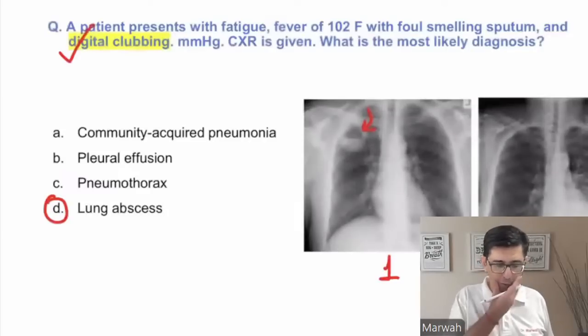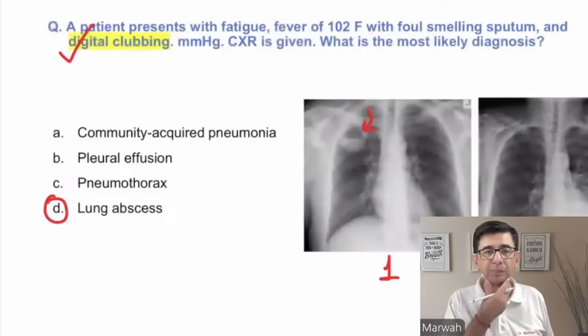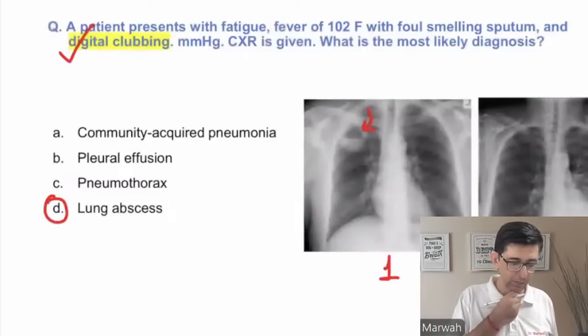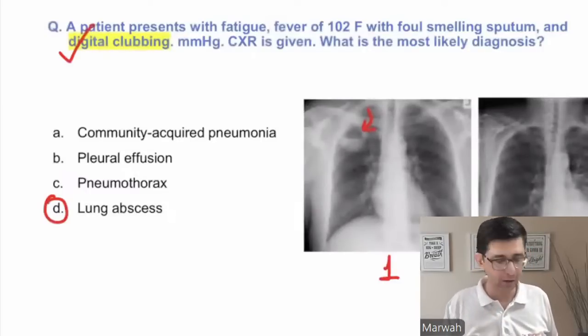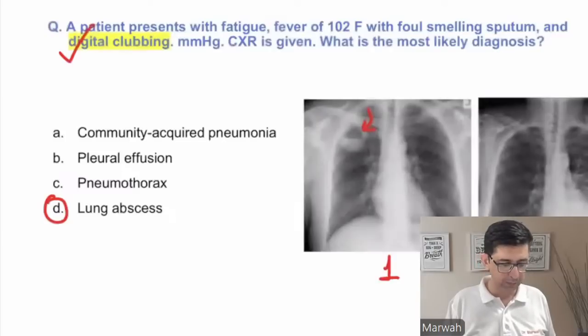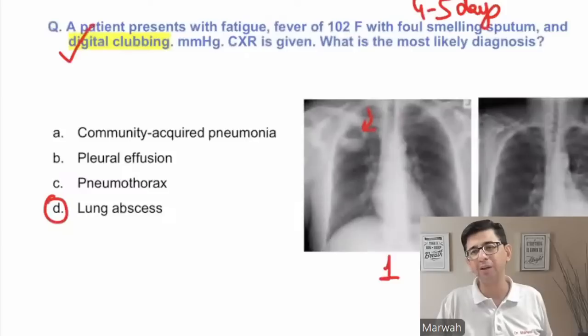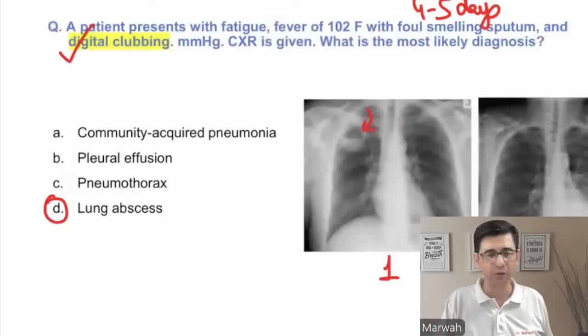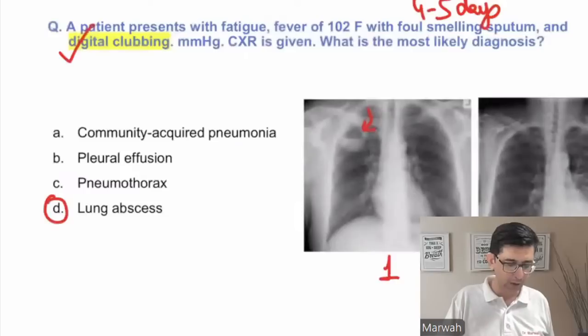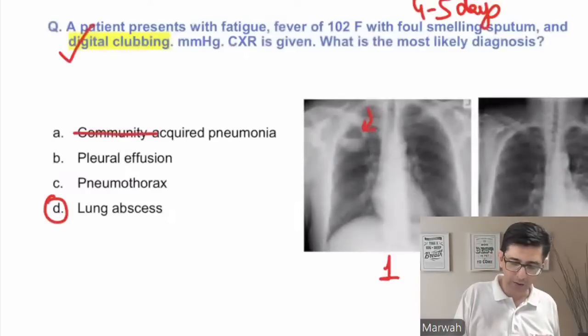Let me know if empyema was in the options also. Short history, 4 to 5 days, that doesn't change much. Every time there's a lung involvement, fever, and then he talks about clubbing, it's usually the question going towards lung abscess. I'll take that as one option, empyema.